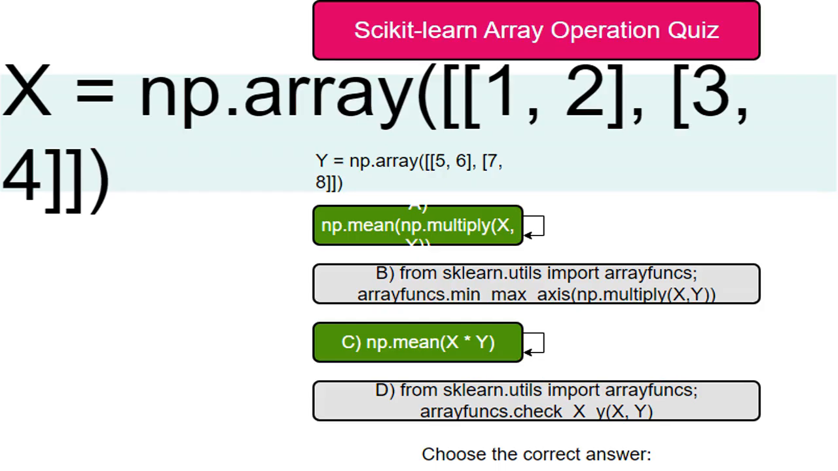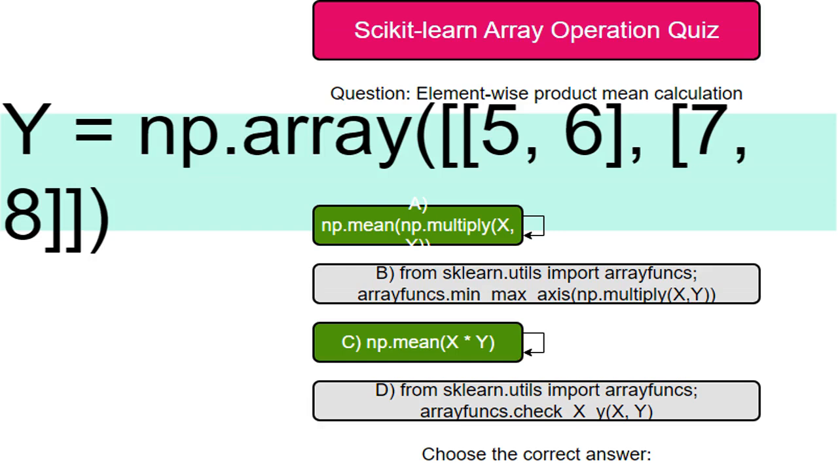Here, a NumPy array named x is defined. NumPy, numerical Python, is a fundamental library for numerical computations in Python. The array x is a 2x2 matrix containing the values 1, 2, 3, and 4. Let's visualize it. A table with 2 rows and 2 columns filled with those numbers. Similarly, another 2x2 NumPy array y is defined, containing values 5, 6, 7, and 8.